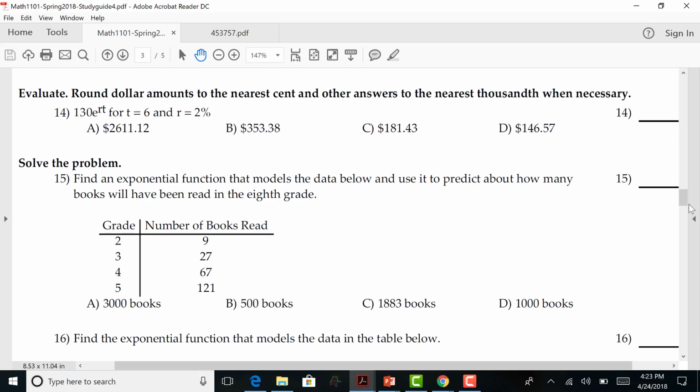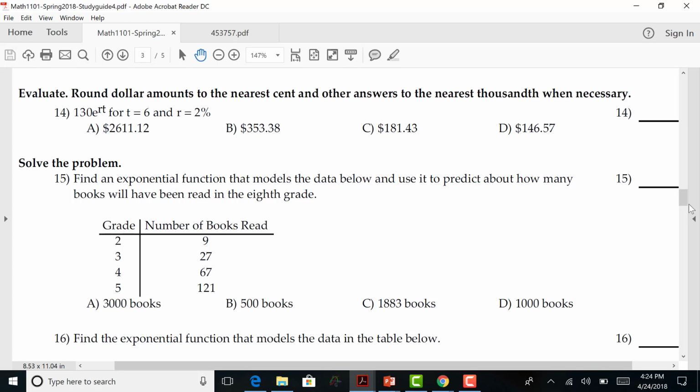You got 130 times e to the RT. It's continuous because it's got the e in it. If it's got the e in it, it's continuously compounding. What you thinking? Anytime it's continuous, it's going to have an e in it.